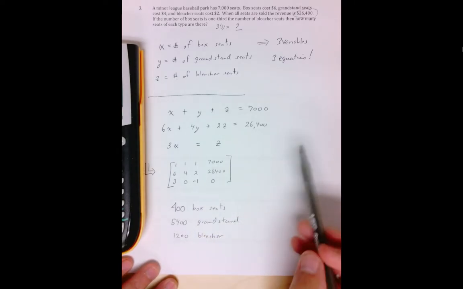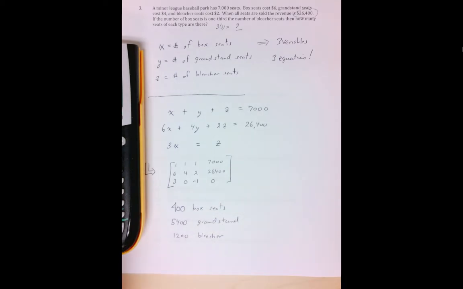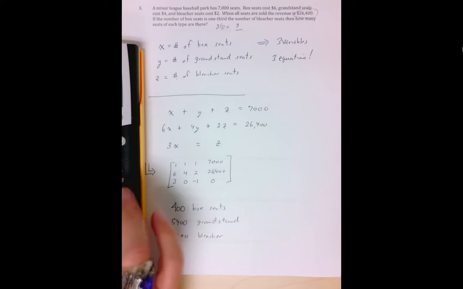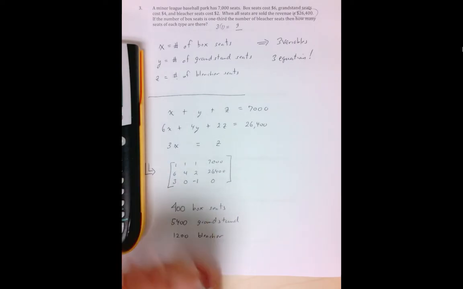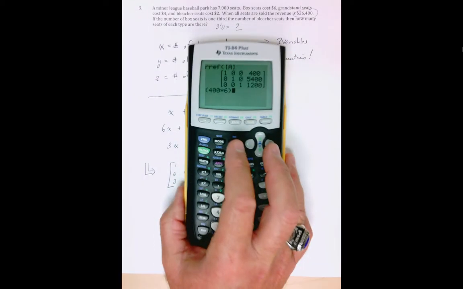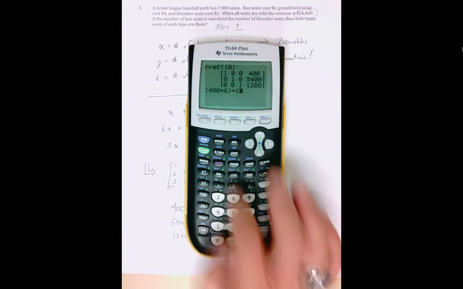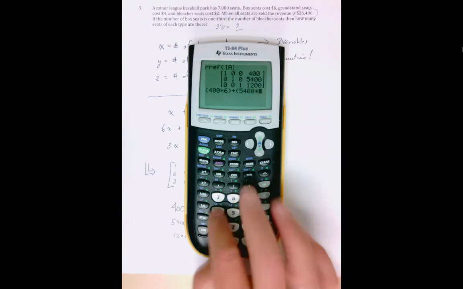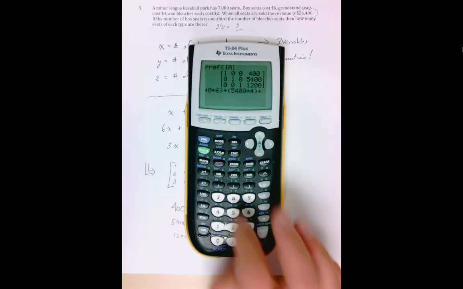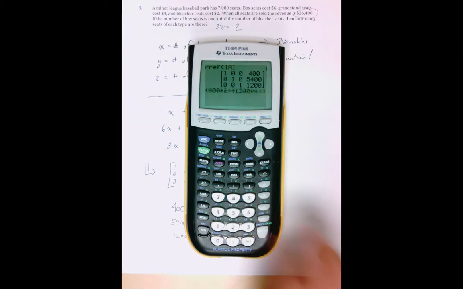And let's see if the conditions work. Well, it does add up to 7,000. We can test our revenues. So we'll take, well, you guys can't see that, can you? So we'll take 400 times 6 plus 5,400 times 4. And then we'll have plus 1,200 times 6. And sure enough, we don't get the right answer.